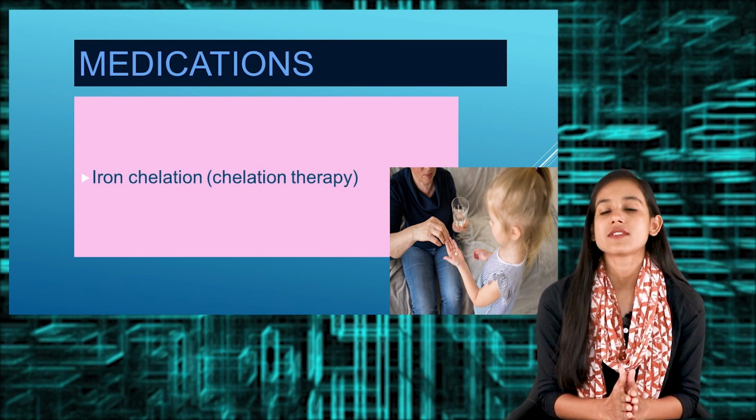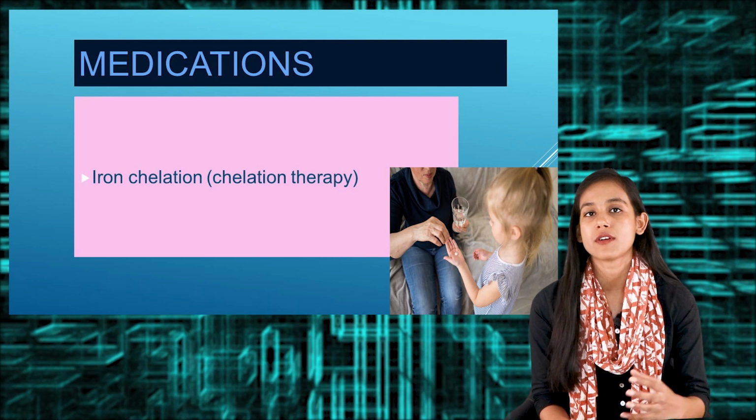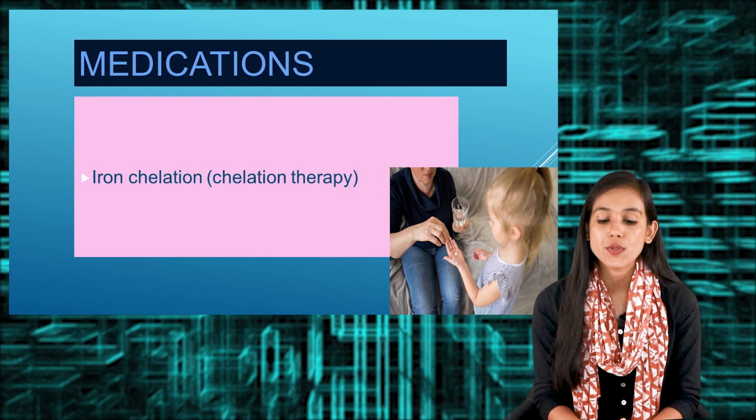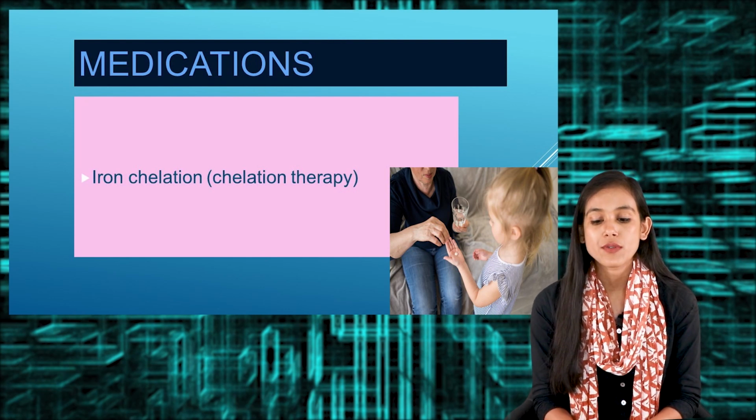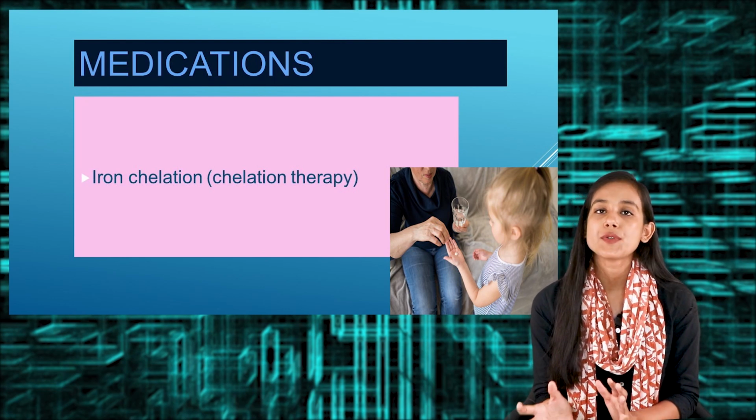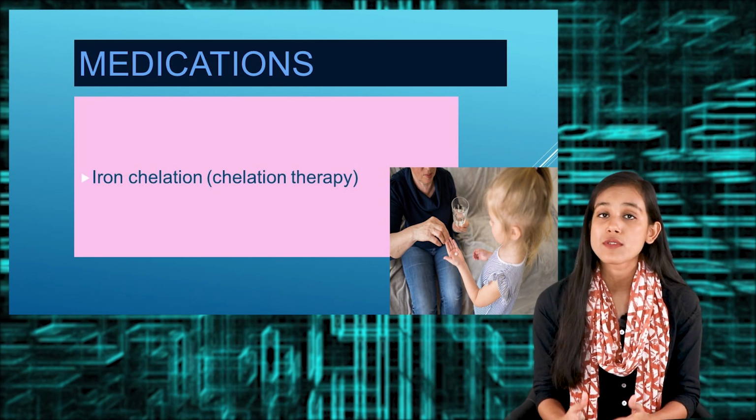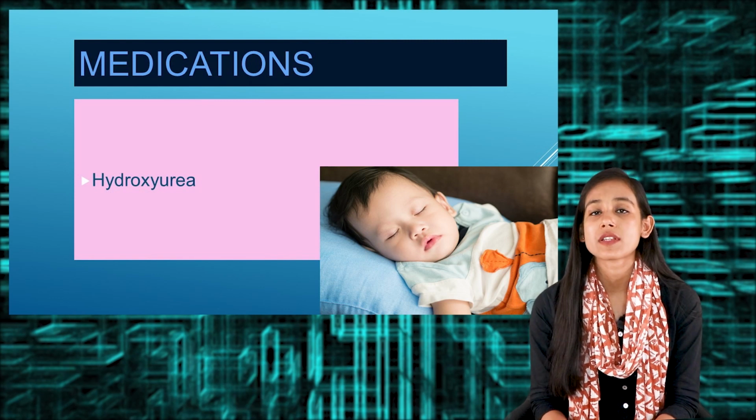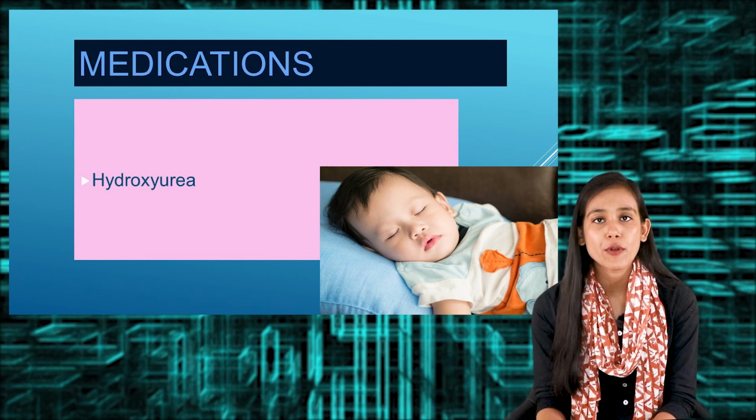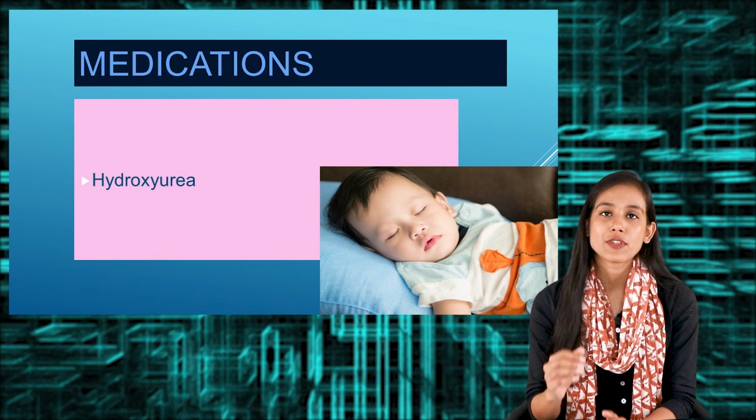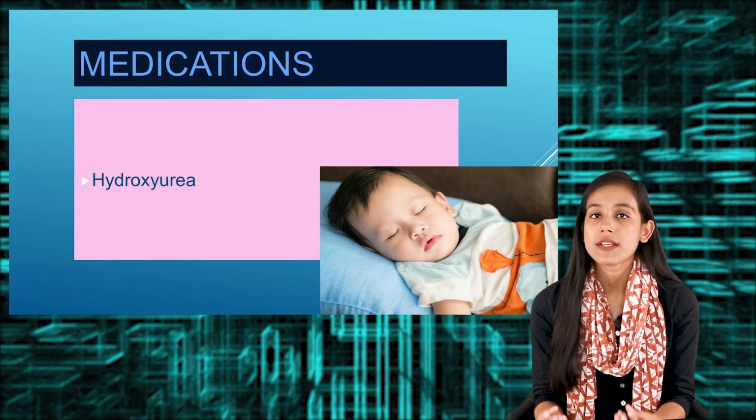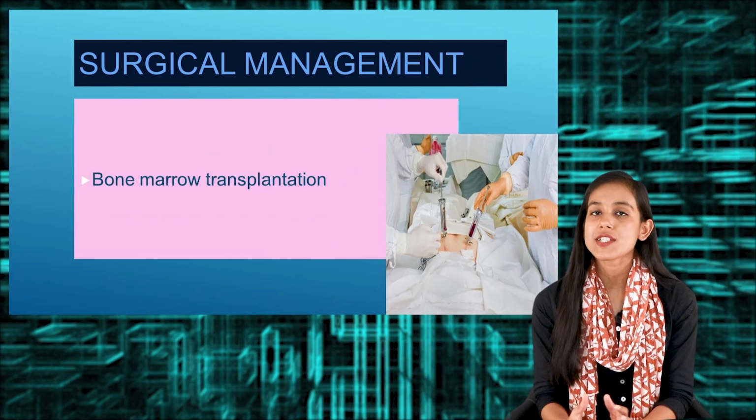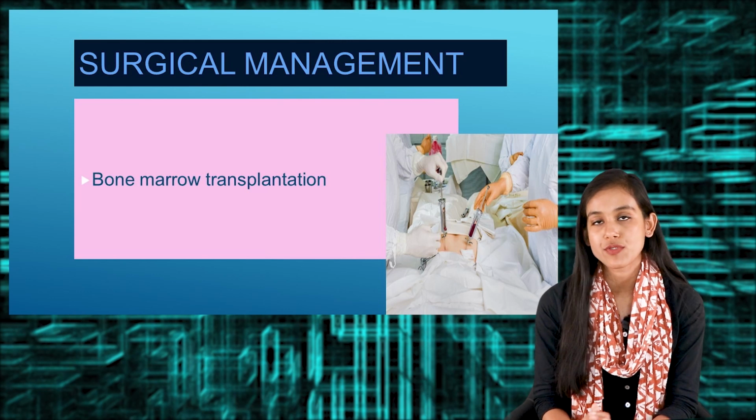This iron chelation therapy is used to manage the iron overload, and for this we can use deferoxamine, and also deferiprone. These are the two medications which are mostly used. Also, the child might be given hydroxyurea, which would help in the synthesis of hemoglobin, or enhance the quality of the RBCs. Next, we would talk about the surgical management. In surgical management, the first thing is bone marrow transplantation.